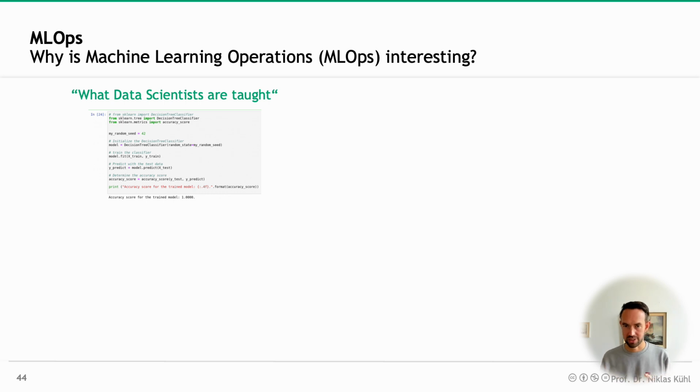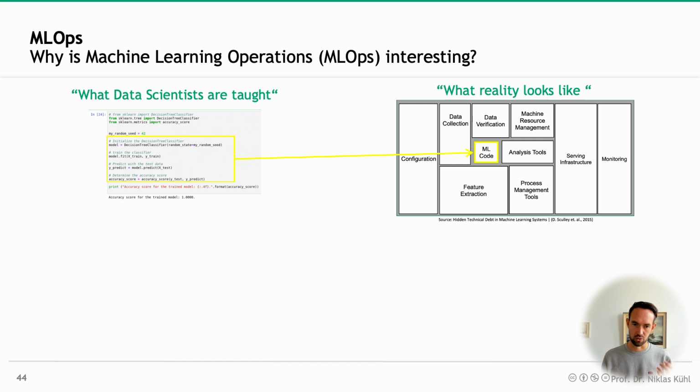But when you move into the real world, and that's something that I did myself, that reality looks different, right? The machine learning code is only one piece of the puzzle. You have so many other components here. I think you understood that also from today's lecture, like the data collection, data verification, the serving infrastructure, the monitoring, the process management tools, feature extraction, configuration, right? And the entire product that you're working on is complex, and the code is only one single part of that. And machine learning operations appreciates that, right?